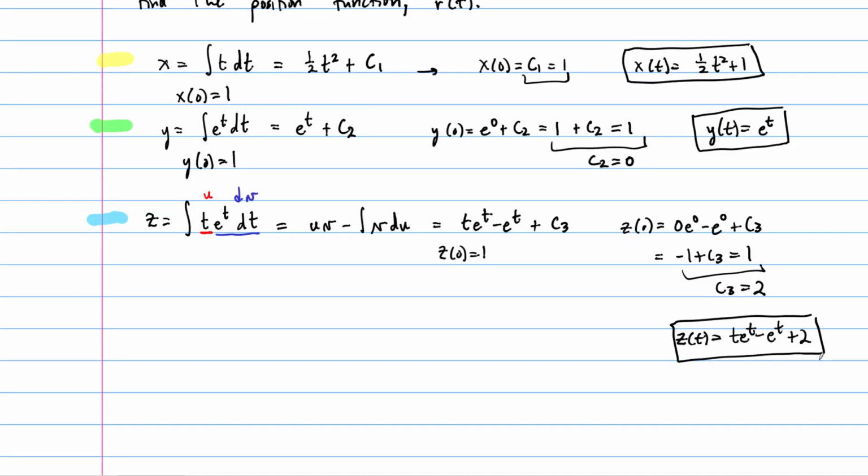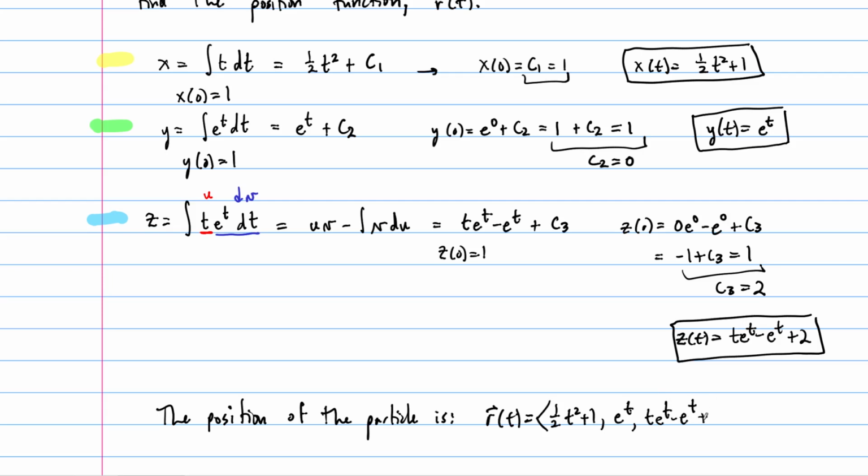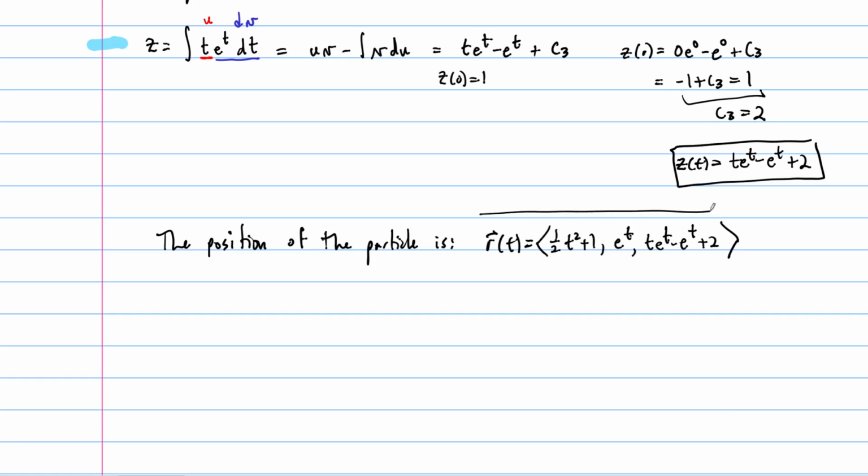All right, and so our final answer is that the position function of the particle is given by this vector function, right? R of t is equal to this very specific function, no unknowns on this one. So 1/2 t squared plus 1, e to the t in the second component, and then t e to the t minus e to the t plus 2. All right, and so that's our final answer.